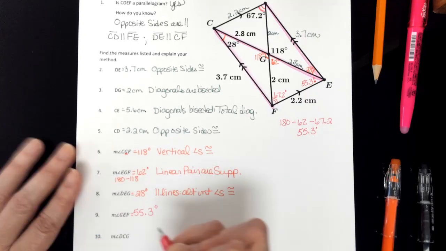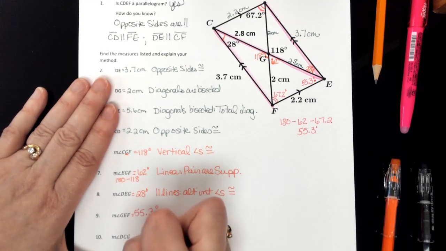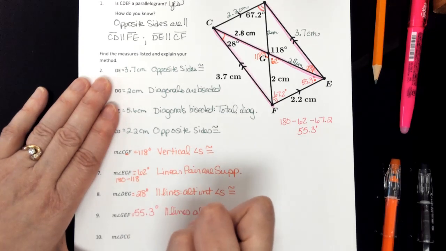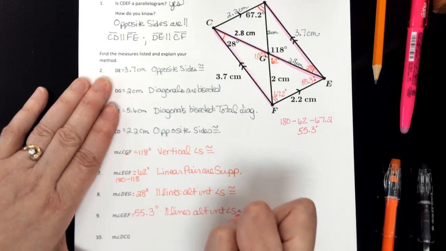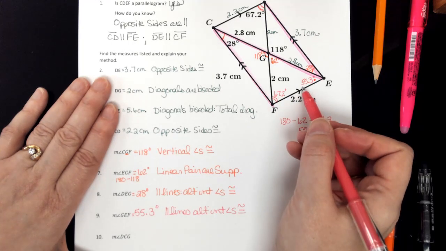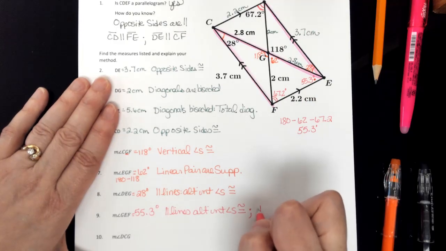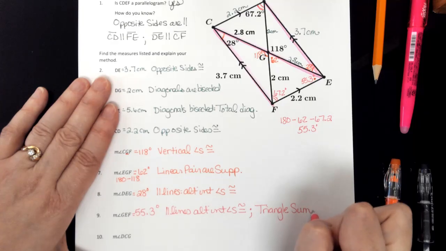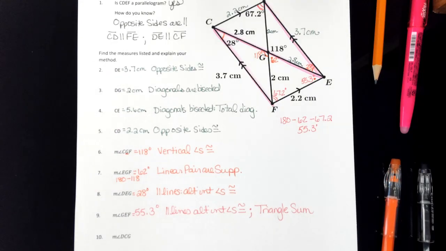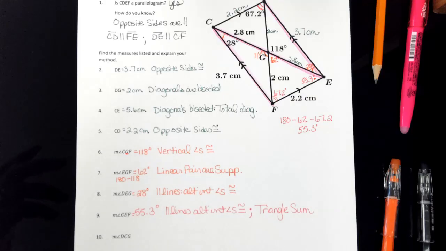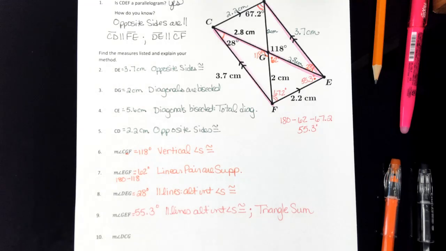And that is what my missing angle is, 55.3 degrees. And to get that one, I used parallel lines, alternate interior angles are congruent. That gave me my 67.2. I then used my triangle sum to find my missing 55.3. Triangle sum, remember, says that angles within a triangle add up to 180 degrees. Got to grab another pen, just a sec.